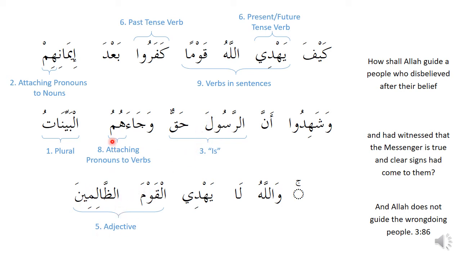So you can see there are a few other lessons. These aren't all the lessons, but you can just see this one verse is going to cover 7 out of our 10 lessons in Arabic grammar. And you can see you need to know it. There's no way around not knowing these rules. Otherwise, you're not going to be able to understand the Quran.